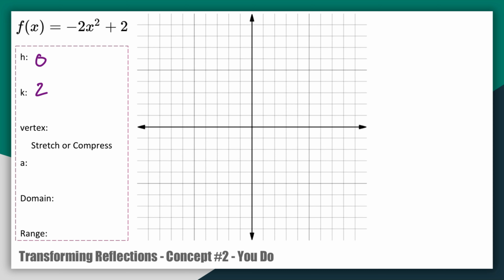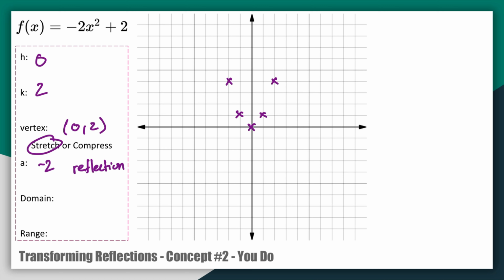Our a value, after we take the absolute value, would be greater than 1, so we have a stretch. I'm sorry, our vertex is (0, 2). And then this is a -2, so we have, you guessed it, a reflection. So our parent function, hopefully you're getting really good at drawing that parent function.